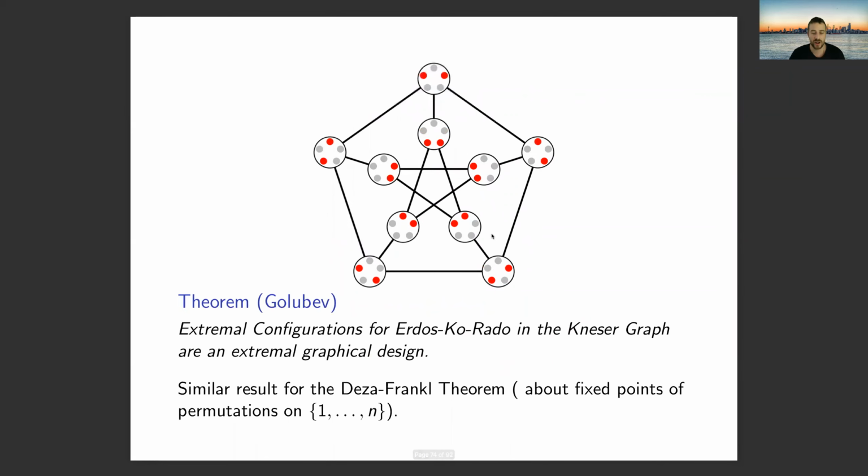It turns out the very same result holds for the Deza–Frankl theorem, which I won't talk about. It's about fixed points of permutations. A similar kind of story. You're looking for the independence number of a graph. The Hoffman bound is sharp. Everything's an extremal graphical design. So I thought this was really fun. Very, very nice. Okay. Any questions on this?